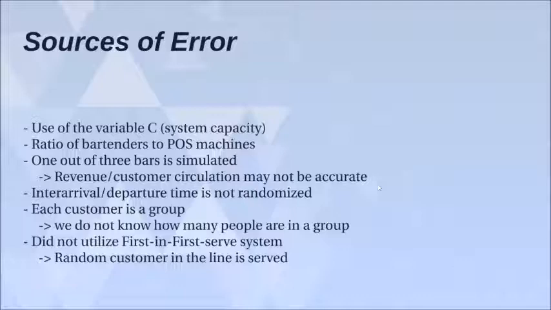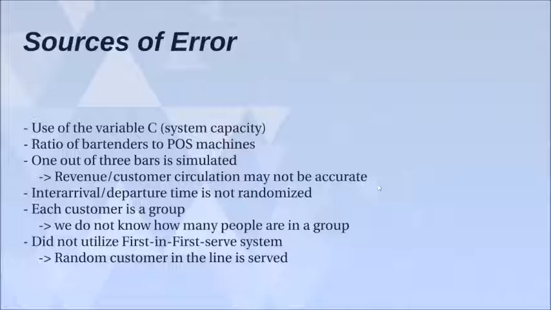Another error that we might have had is the ratio of bartenders and POS machines. In our simulation, we had a ratio of 1 to 1. However, in real life, this may not always be the case. And as we mentioned before, we only simulated 1 out of the 3 bars in Joe's, which means that the revenue and the customer circulation may not be 100% accurate.